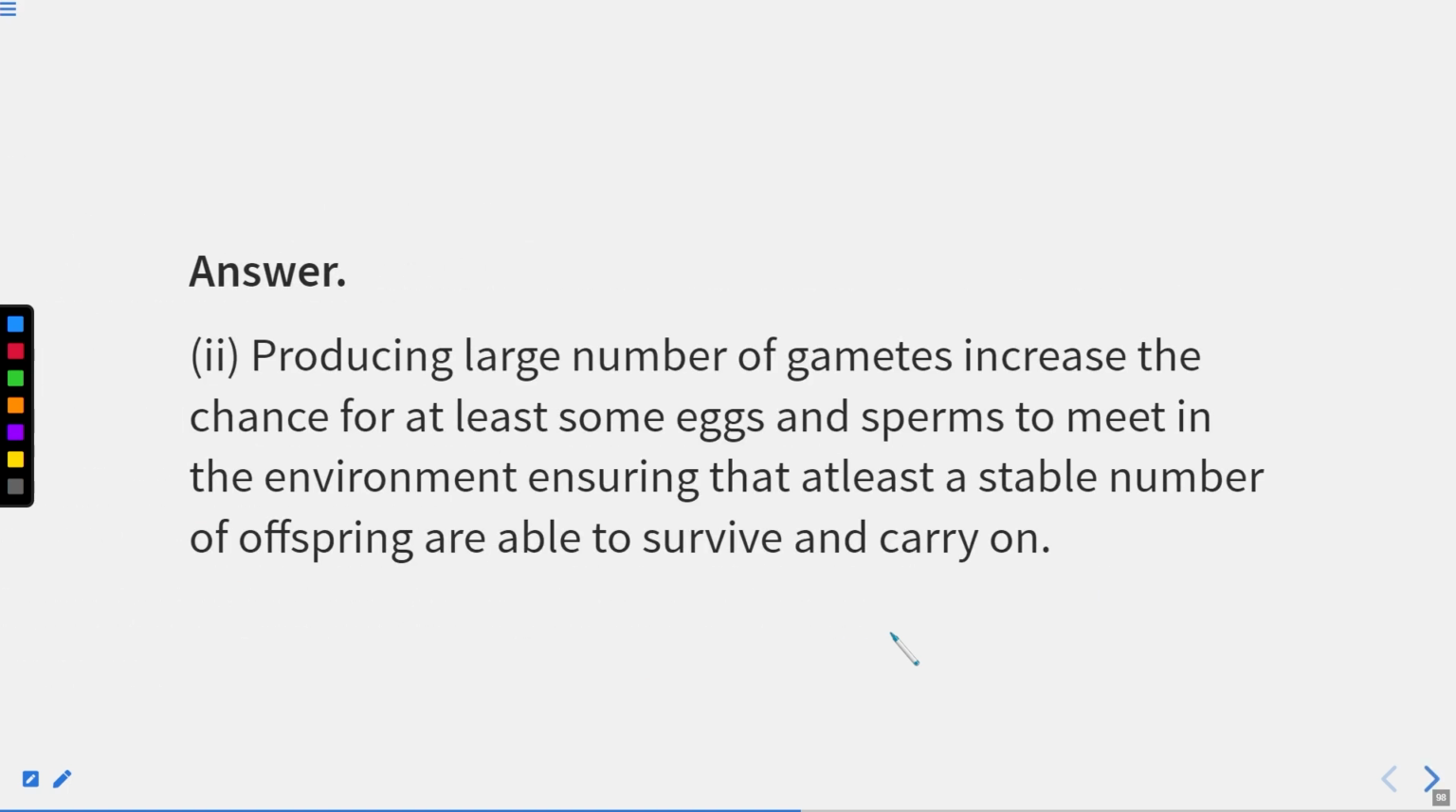Now, producing a large number of gametes increases the chance for at least some eggs and sperm to meet in the environment. So the more gametes there are, the more is the chance of fusion of the eggs and the sperms, and this ensures that at least a stable number of offspring are able to survive and carry on. Otherwise they will get extinct if they produce a smaller number of gametes. So they produce a large number of gametes so that they can survive and produce offspring in a stable number.